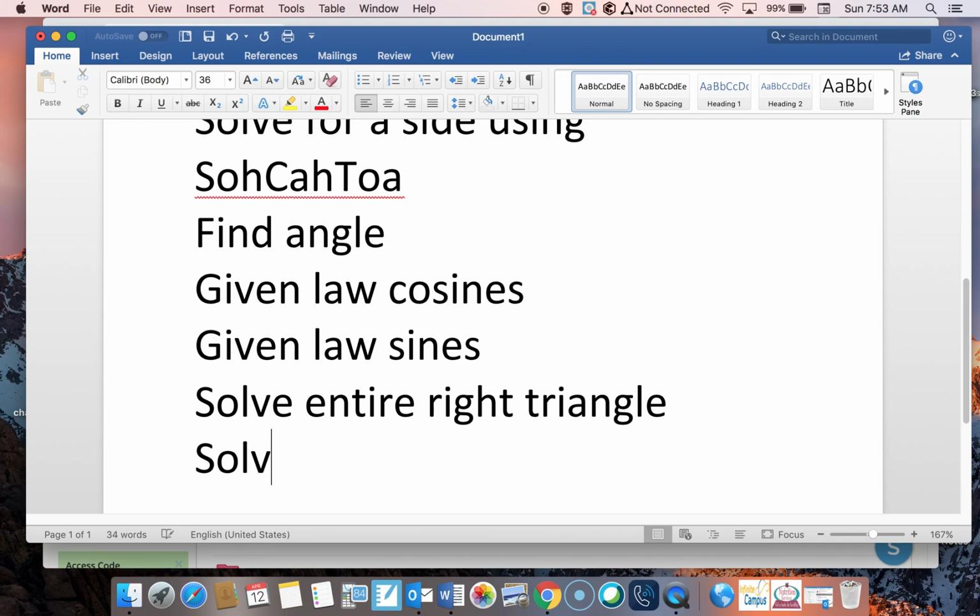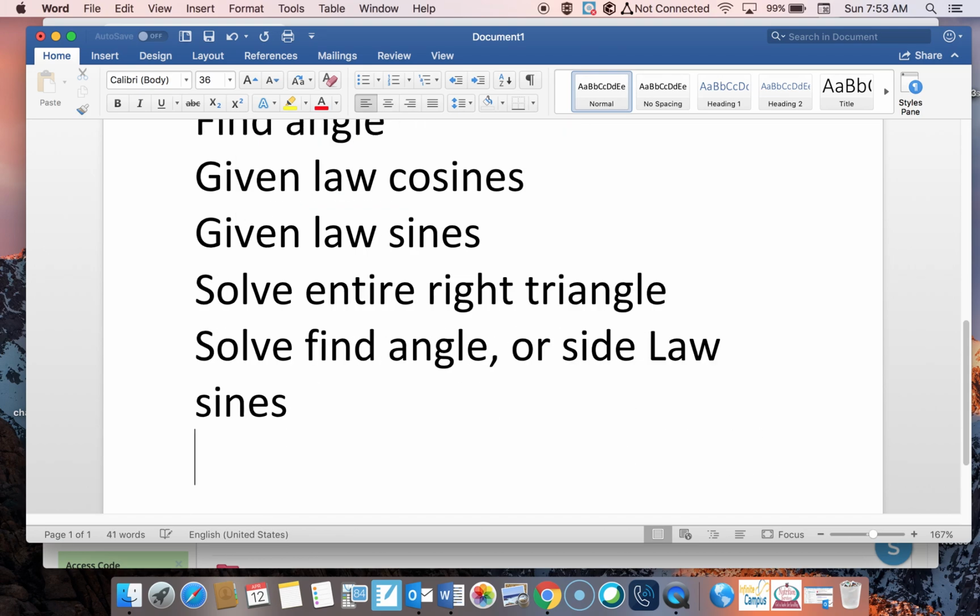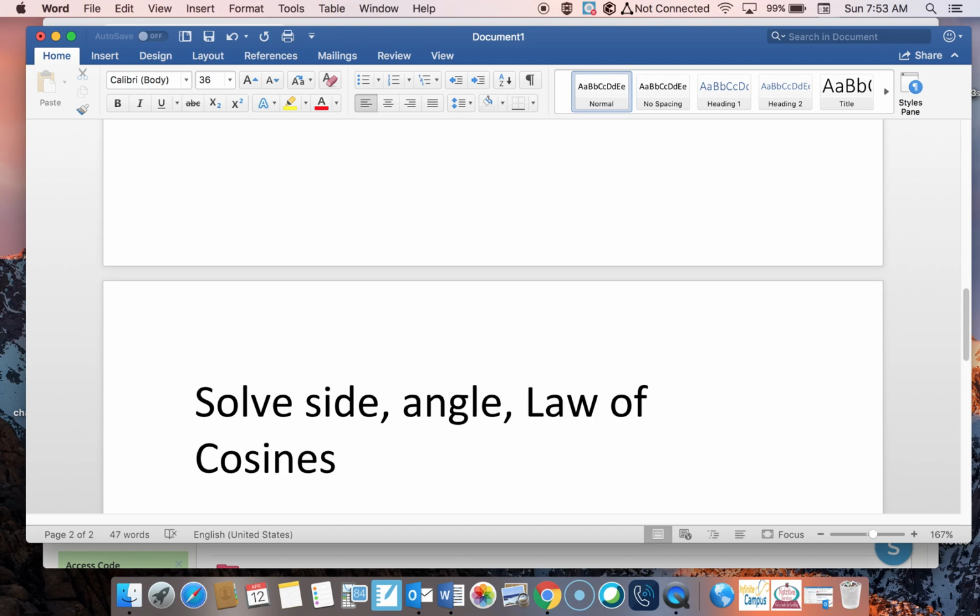You will solve either to find an angle or a side using the law of sines, and you will have to find either a side or an angle doing a complete law of cosines. And on those questions, it'll be clearly asked what to do.